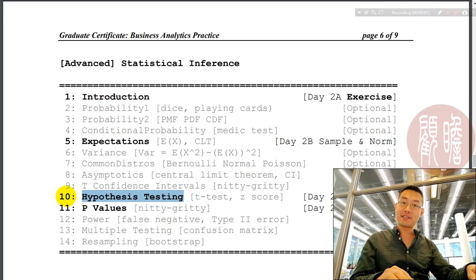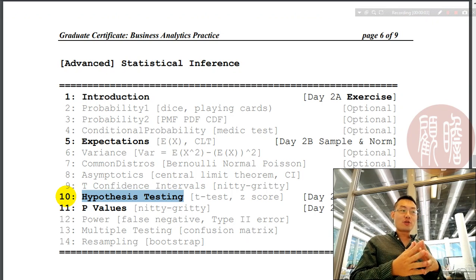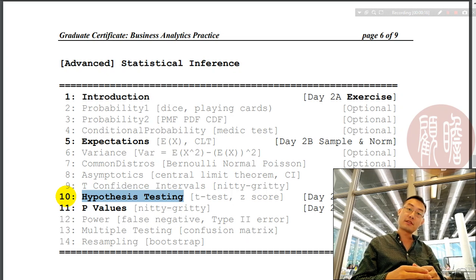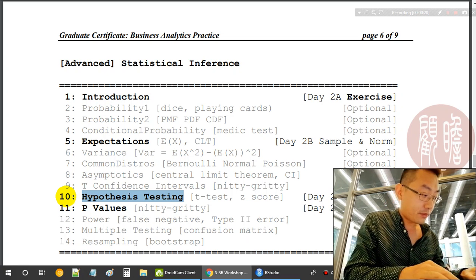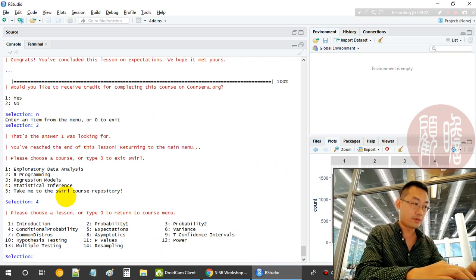Hi, it's Sam. In this video, we will be going through hypothesis testing, the t-test, mean test, and z-score of a standard normal distribution under the interactive workshop of statistical inference. So let's open RStudio.